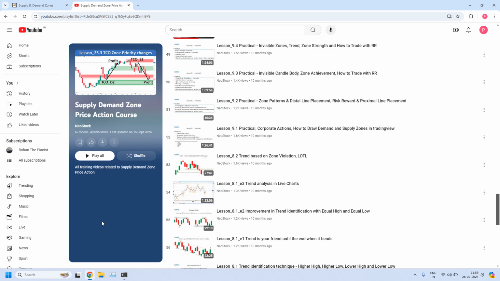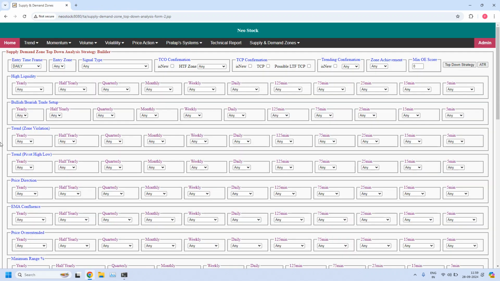Now let's get into the report generation. First report, we are going to find the stocks near demand and supply zones for different time frames. In this process, we will also identify daily and 75 minutes high liquidity zones, which is giving you 80% success rate.